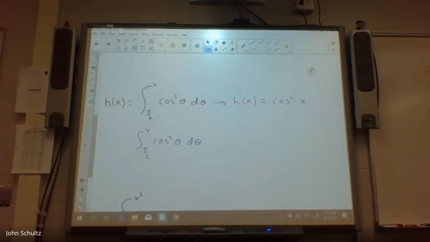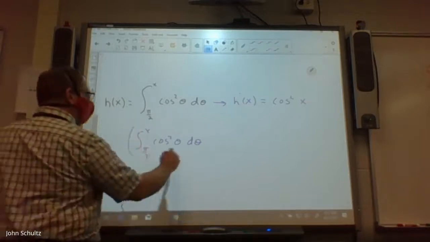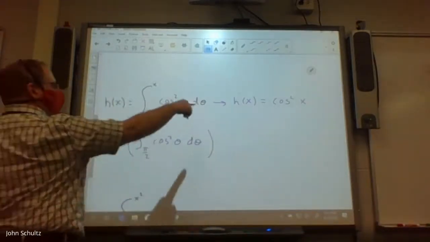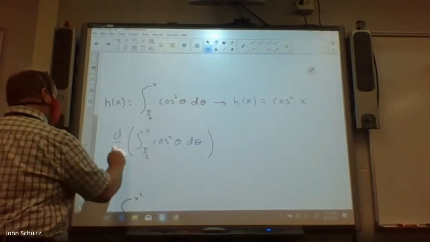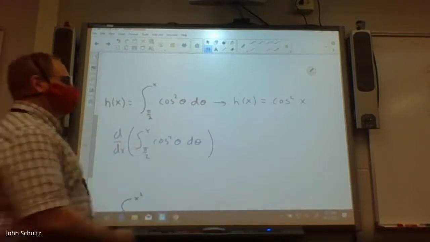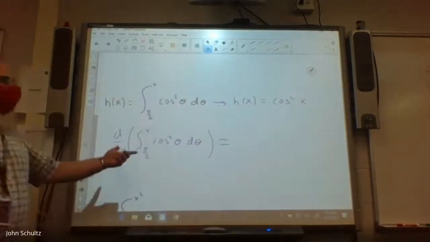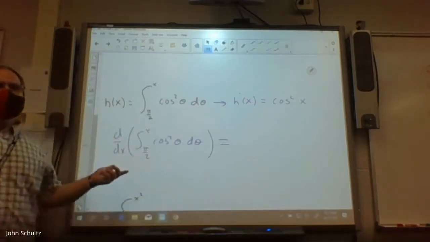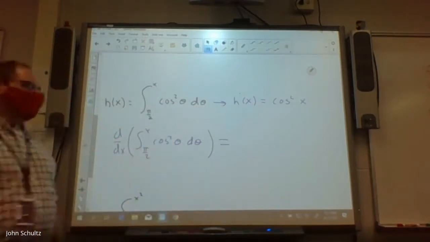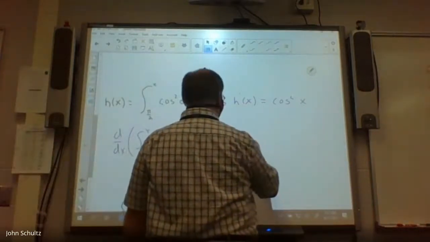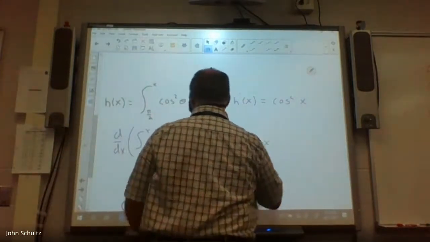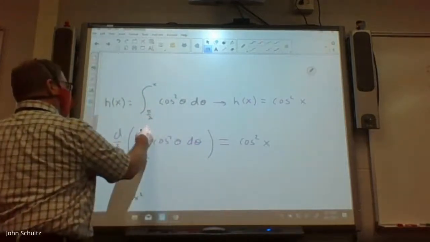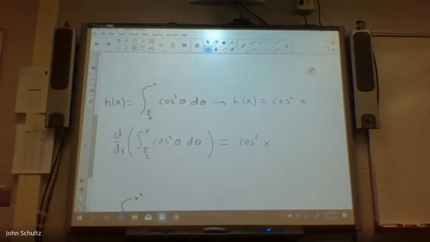Yep. All right. So what if I took this and said, okay, instead of doing this and finding h prime, what if I said do d dx of this? Do the derivative of that. What is the derivative of that? Cosine squared of x. I'm just changing notation on you, right? I went from the prime notation to the Leibniz notation. But it's still the derivative, and the derivative of it is still going to be the cosine squared of x. It's going to be this inside function evaluated at whatever this top limit is, right? Okay?